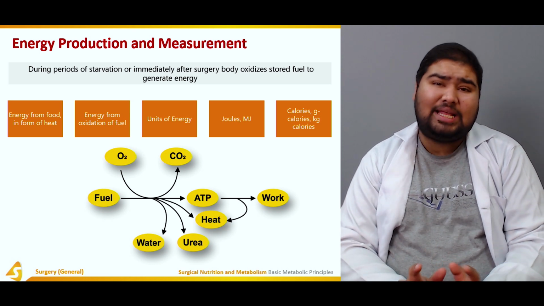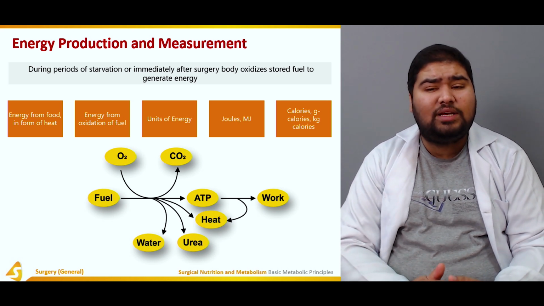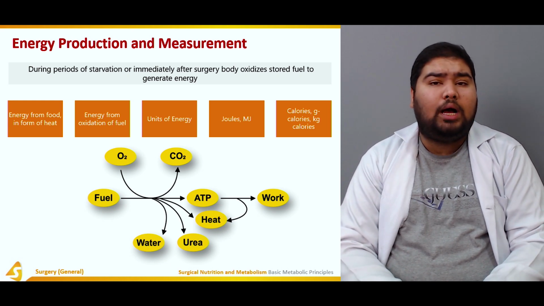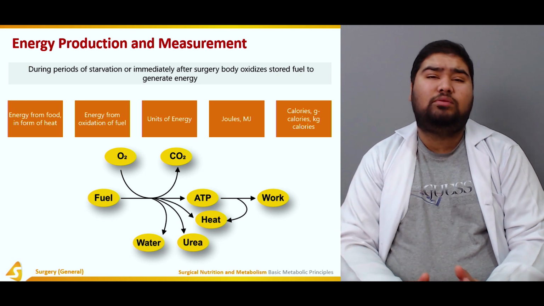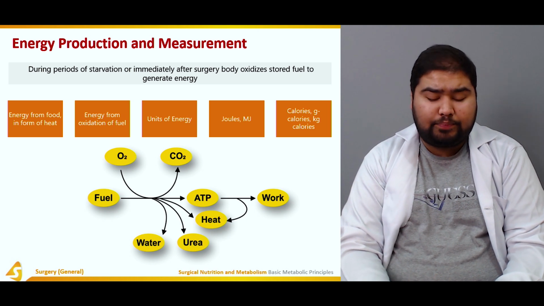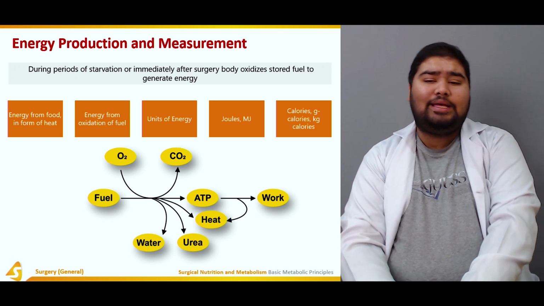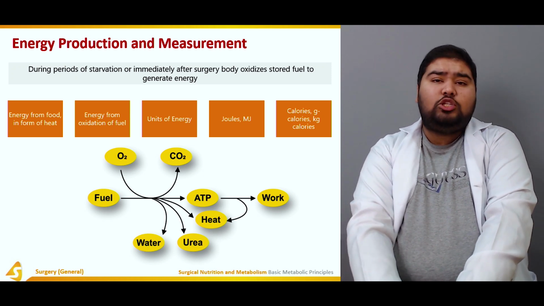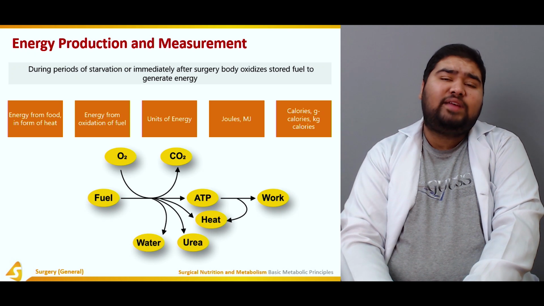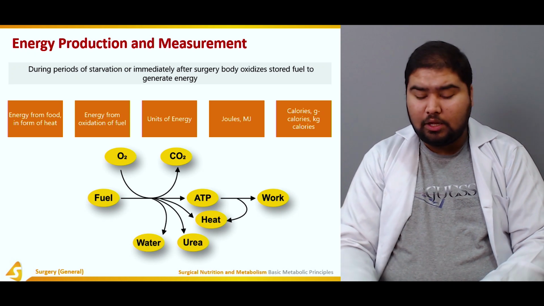So the energy that is produced in the body, that is ATP, is measured in the international unit of energy, joules. However, joule is a very small amount of energy, so we use megajoules. And in terms of foods, the unit of energy that is used is calories. Again, calories is a small unit, so we use kilocalories, that is the amount of calories that is released per kilogram of a substance.